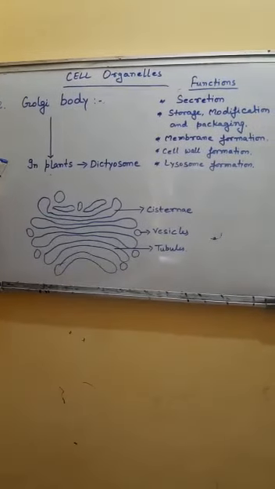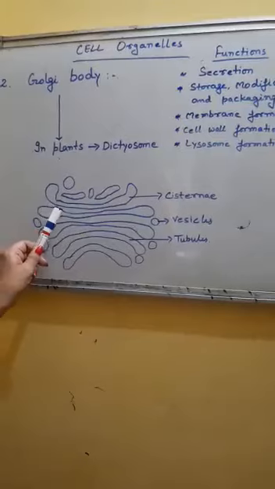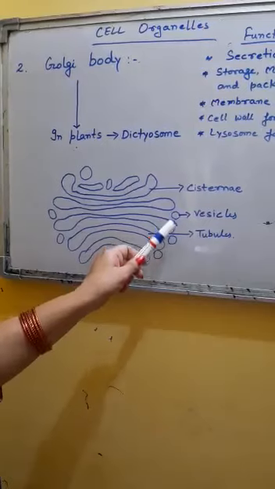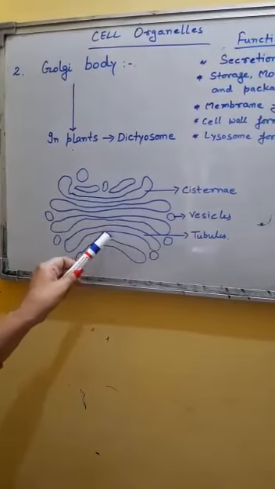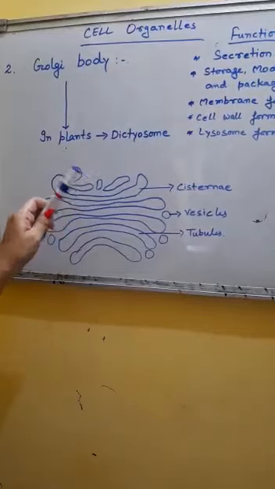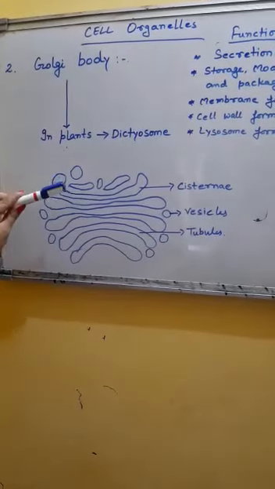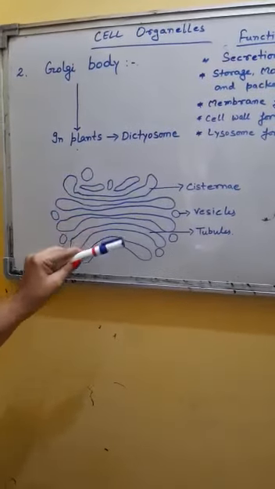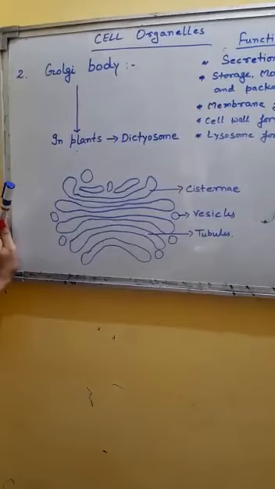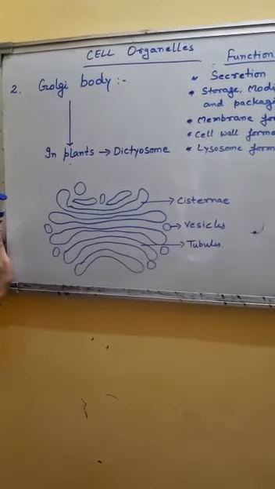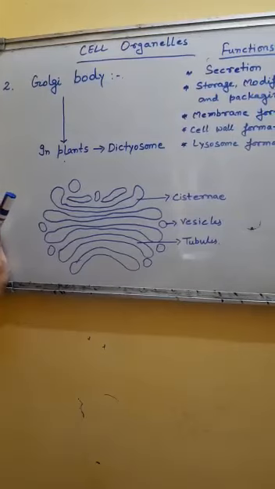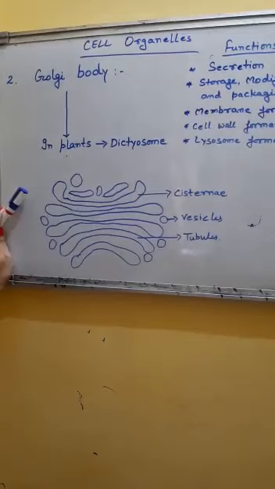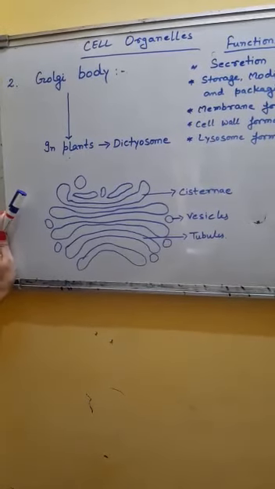Golgi bodies consist of flattened disc-like cisternae, circular vesicles and tube-shaped tubules. Cisternae, vesicles and tubules are arranged in such a manner that they form a structure called Golgi complex. Golgi complex is found in all eukaryotic cells except RBCs. Same as endoplasmic reticulum, these are absent in prokaryotic cells as well as RBCs.